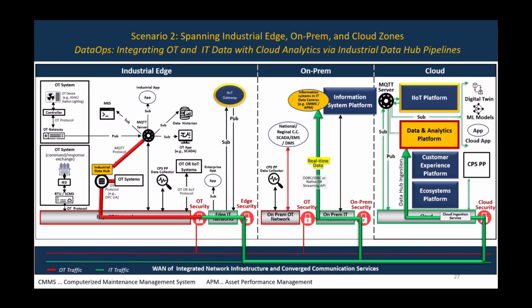The first destination is in the on-premises zone, which is the asset performance management system, which is installed there as part of the information system platform. And the second destination is the cloud-based data and analytics platform.